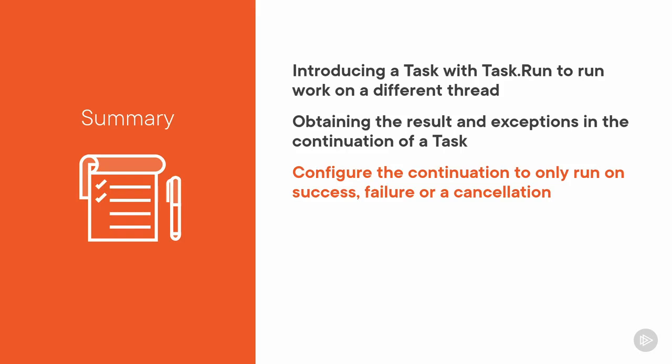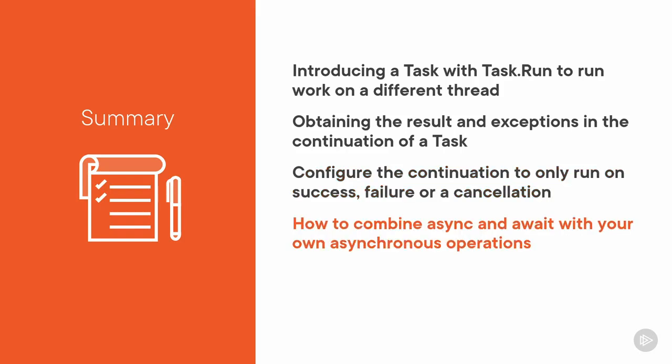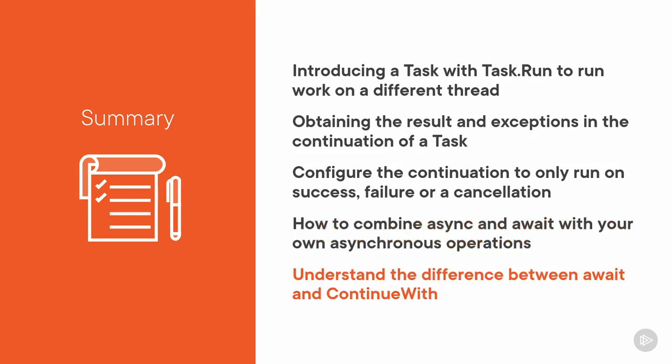You have now seen how you can combine using the async and await keywords together with the task from the task parallel library. This allows you to introduce your own asynchronous operations. Last but not least, we've discussed the difference between continue with and using the await keyword. In fact, continue with will execute the continuation on a different context, while the await keyword will allow you to run the continuation on the original context.